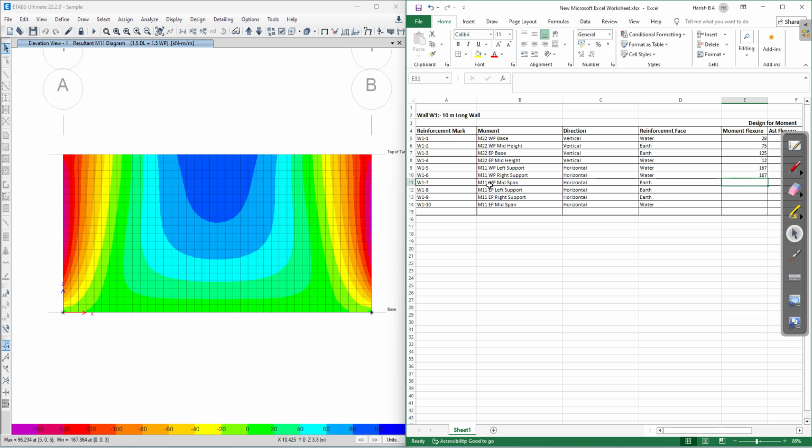Next, M11 water pressure at mid span. At the mid span, if you check this region, I think it is 80.